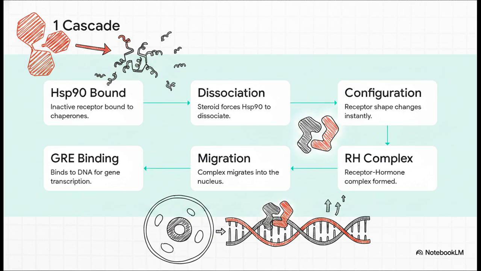4. The formal receptor hormone, or Rh, complex is now generated. 5. This activated Rh complex physically migrates from the cytoplasm directly into the nucleus. 6. The complex hunts down and binds specifically to GREs, glucocorticoid-responsive elements, on the DNA to initiate gene transcription. Make sure you don't omit a single step there.